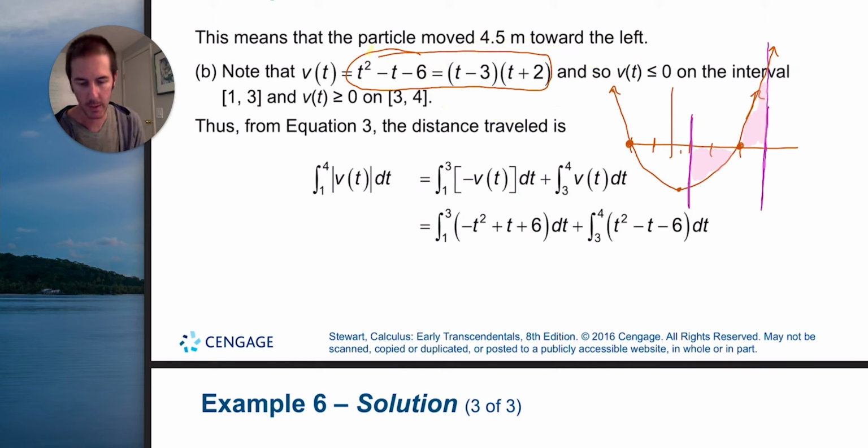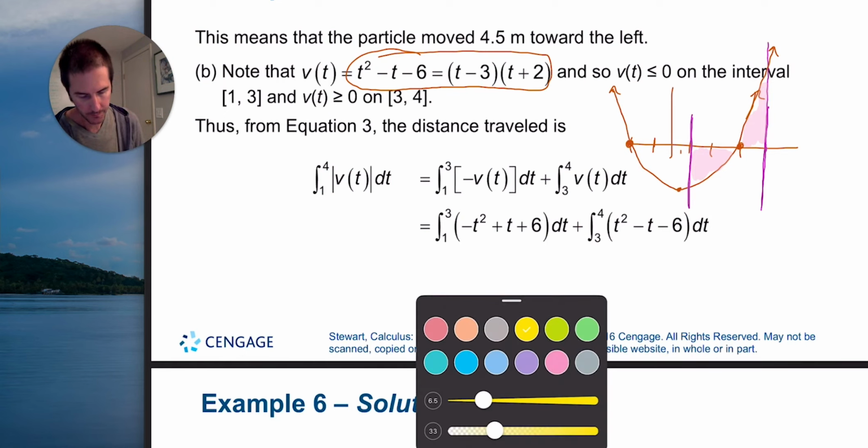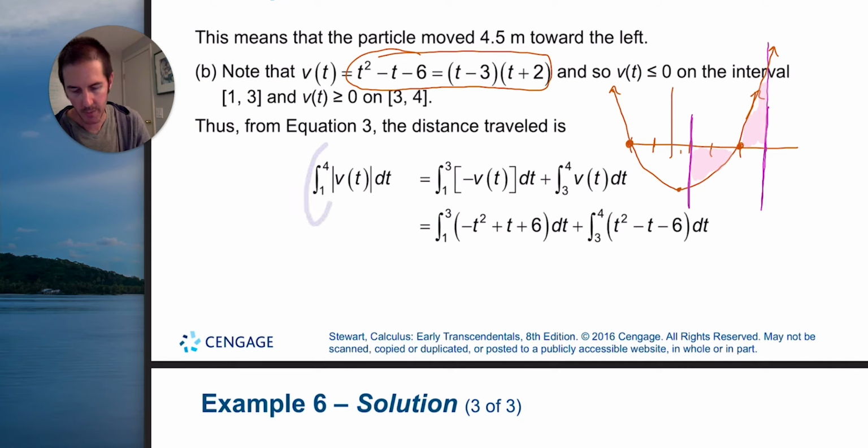Right side up parabola, right? Because it's got a positive leading coefficient over here. That's going to help us figure out how to change the original limits of integration where we went from 1 to 4. And now we're instead going to integrate from 1 to 3, and then we're going to continue on from 3 and finish integrating up to 4. But we're going to insert this negative sign, which is effectively taking the absolute value of our function on that particular interval.